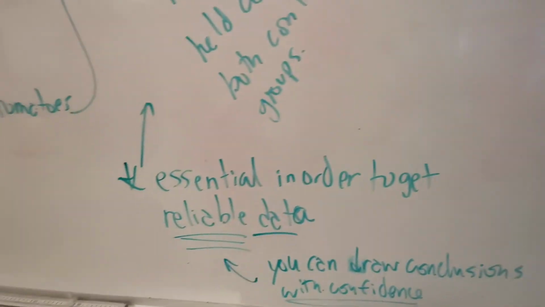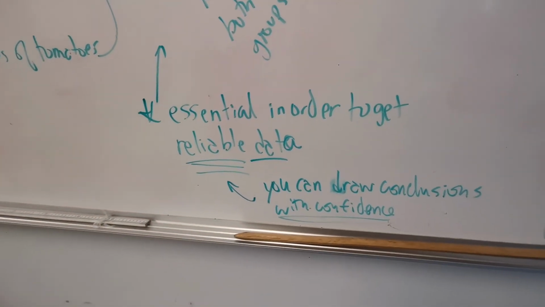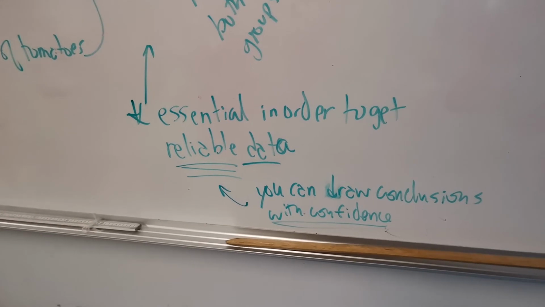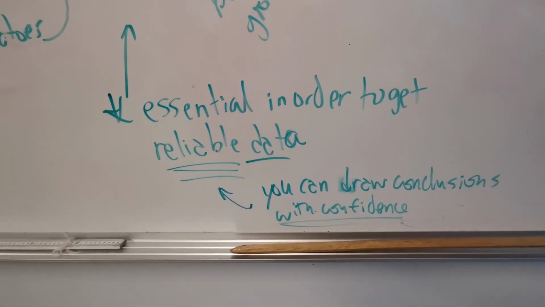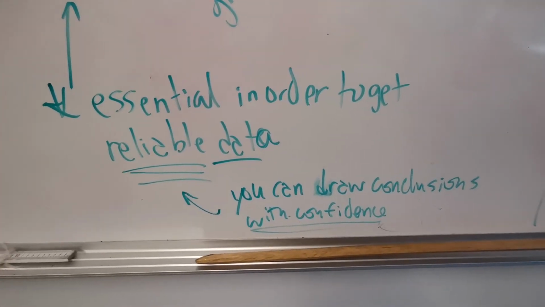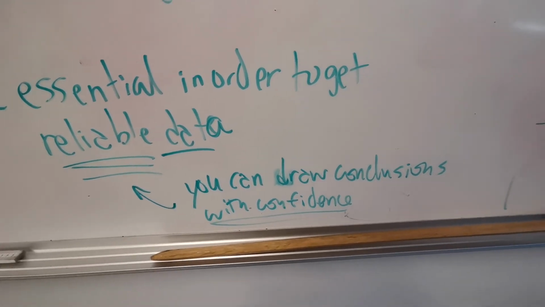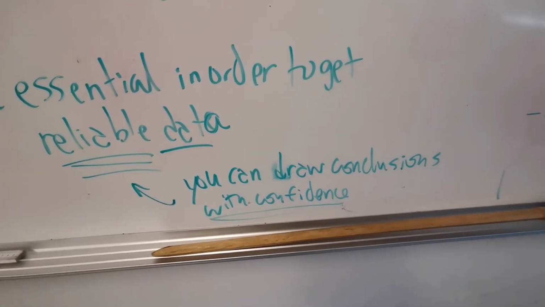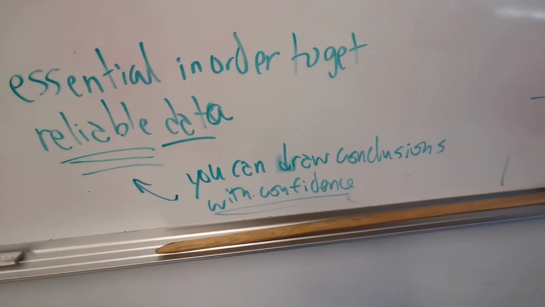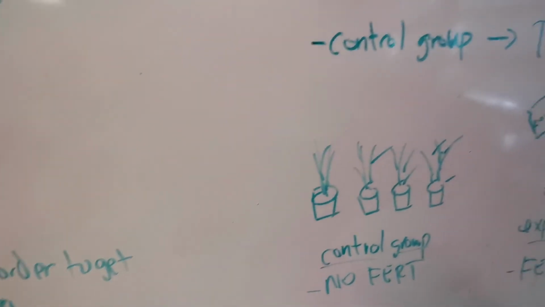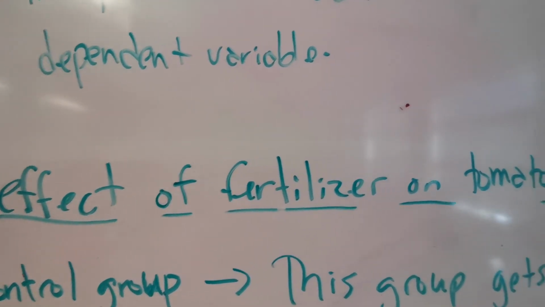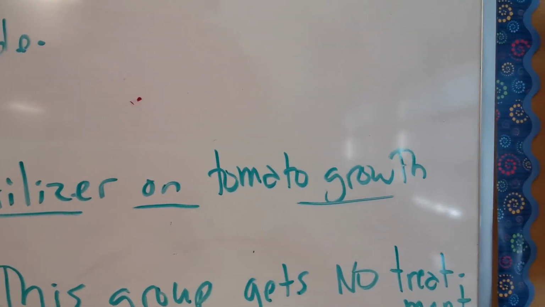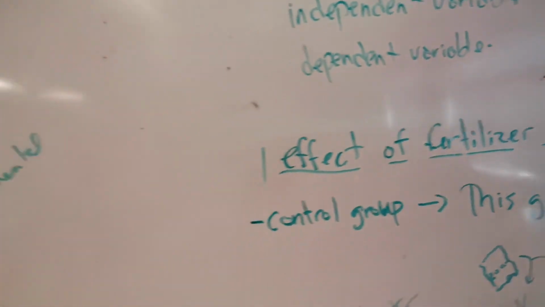Now, this is absolutely essential, because we need to get data that is reliable. What does reliable data mean? Reliable data is data that we can use to draw conclusions from. And we have to be confident in drawing those conclusions. Now, when we're drawing conclusions, we're trying to answer our problem statement, which is, what is the effect of fertilizer on tomato growth? Okay, hope that's helpful.